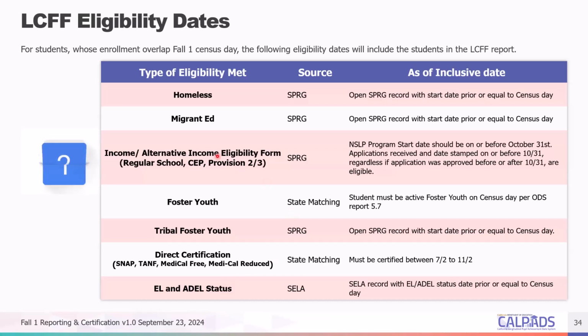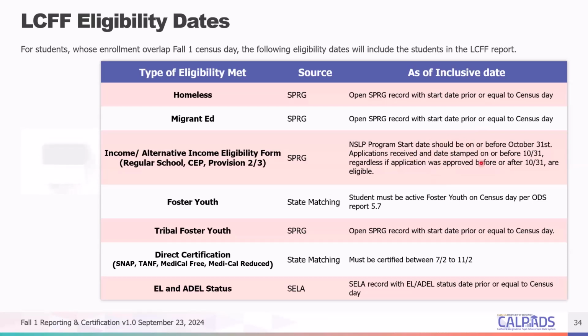For the income form, you have until October 31st. So any program record, program 181 or 182, reported with the start date on or before October 31st will be included. So if you receive, as I've mentioned, a completed form on October 31st, however, you determine that the student is qualified after October 31st, you can backdate it to the date stamp date, okay?